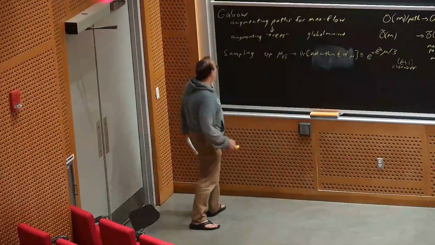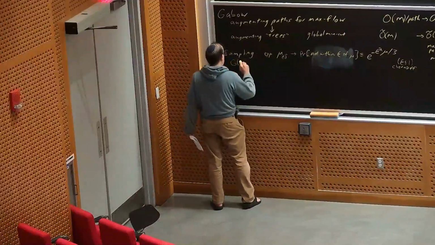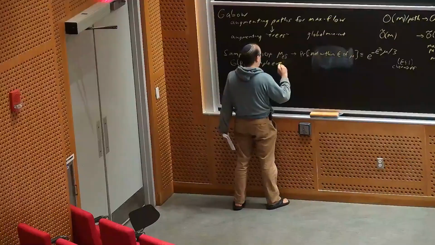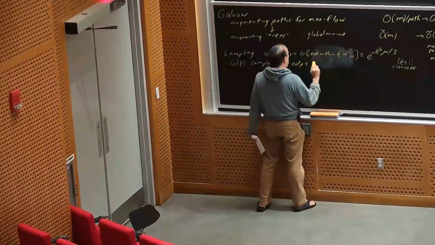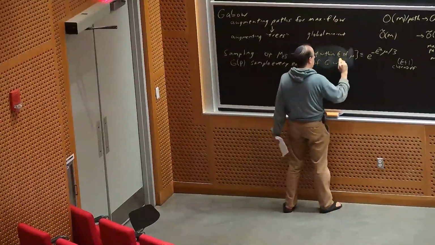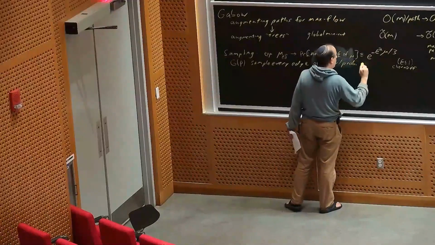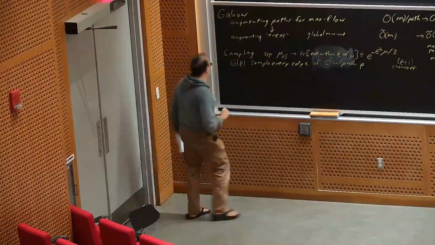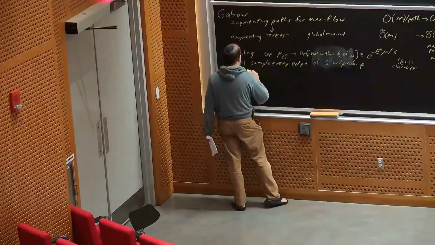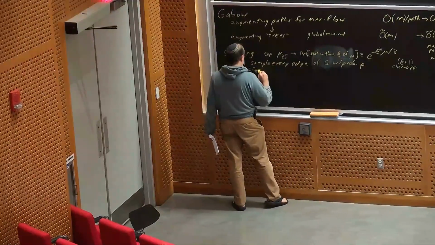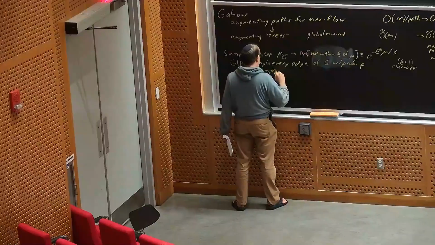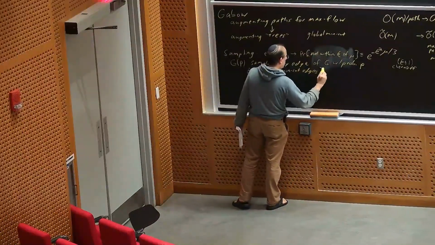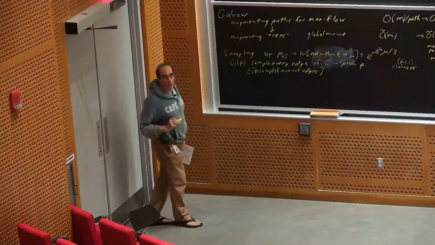And we're going to apply that idea to this G of p, where we sample every edge of the graph with probability p. And so if we do that, then the expected number of sampled min-cut edges is what?